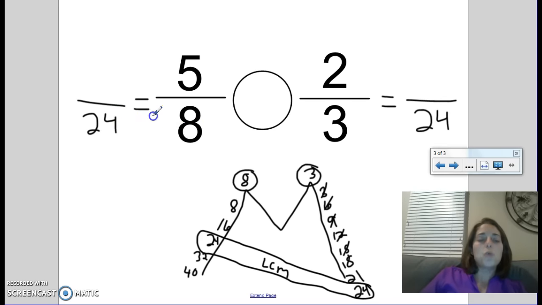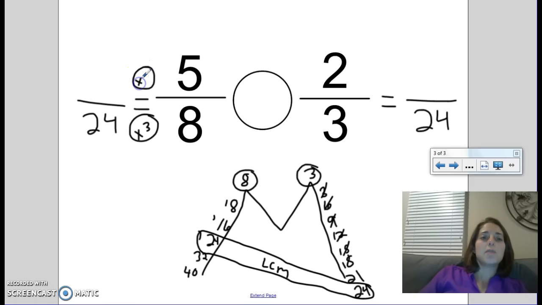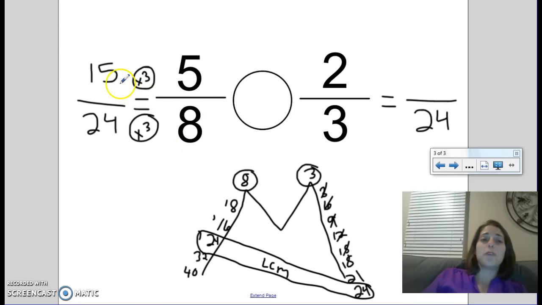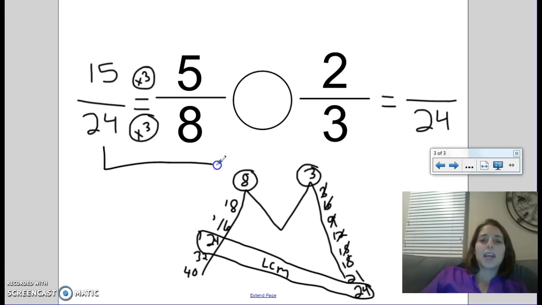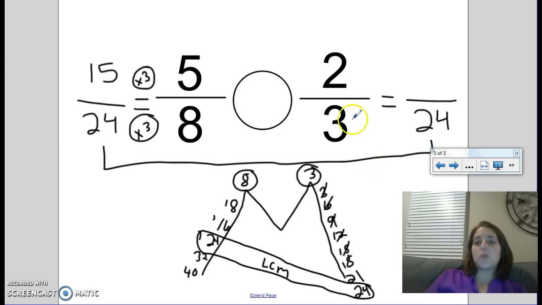So now we got to do what we do to the bottom, we do to the top. I know 8 times, and if I don't know, 1, 2, 3. 8 times 3 got me 24. I'm going to do the same thing to my numerator. 5 times 3 is 15. So 5/8, we can think about it instead as 15/24. And we're going to get this green light fraction with 2/3 into turning that into 24ths.